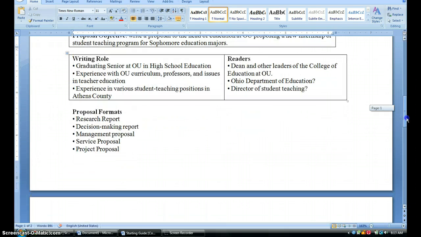Now, if you look at the proposal format, it was part research report, part decision making, part service and part project. So it had aspects of all three of those types of proposals.